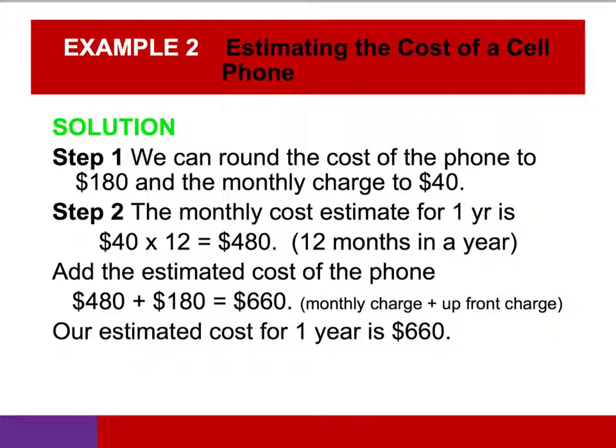So first solution we said, change it to 180, change the monthly to 40. Then we got to figure out for a whole year, so we take 40 times 12. Basically, I always like to think about it, that has a 0. 4 times 12 is 48. Put a 0 at the end. There's a 0 at the end of 40. Alright, then we're going to estimate the cost with the phone, so we got 40 plus 180. Basically do 48 plus 18, 66, throw a 0 at the end. So the answer is $660.